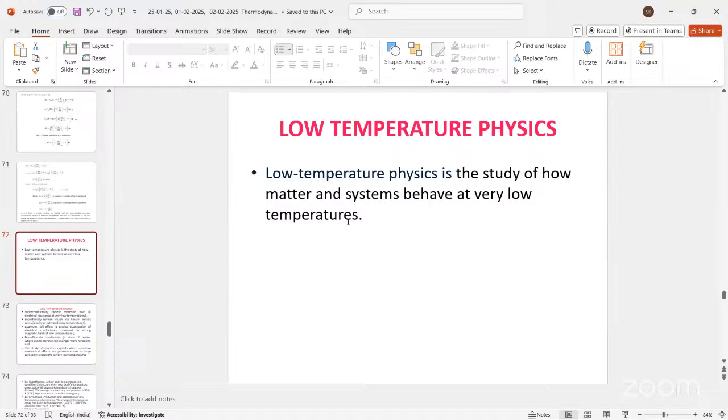Here, low temperature physics is the study of how matter and systems behave at very low temperatures.